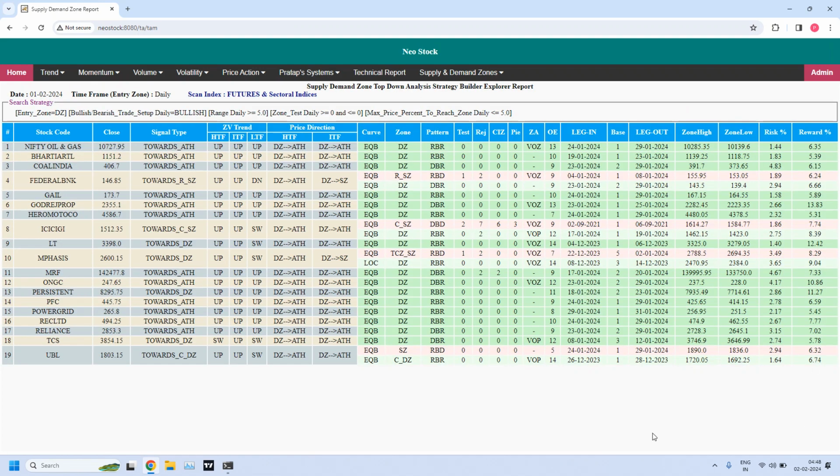19 stocks are filtered. Out of these 19, only 3 stocks have demand and supply zones. The remaining are all all-time high stocks. Now from this list, you look for your favorite stocks.